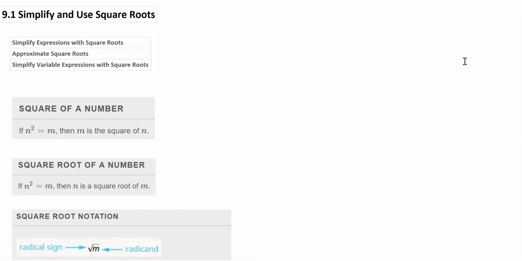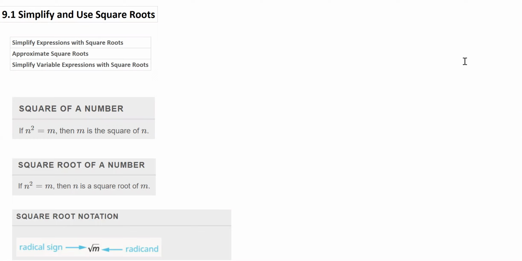We're looking at 9.1, which is to simplify and use square roots. And we have three objectives: simplify expressions with square roots, approximate square roots, and simplify variable expressions with square roots.